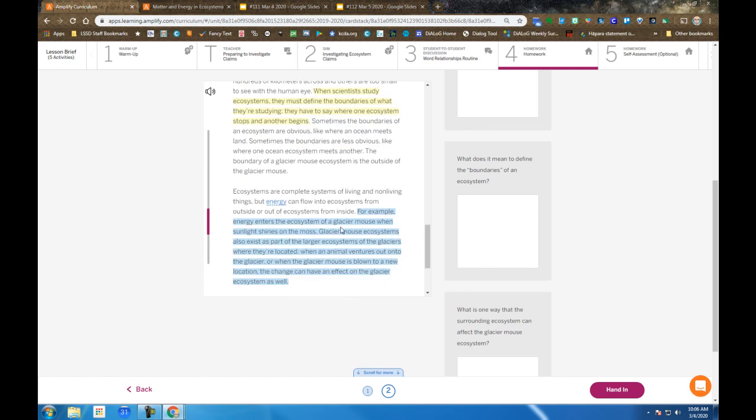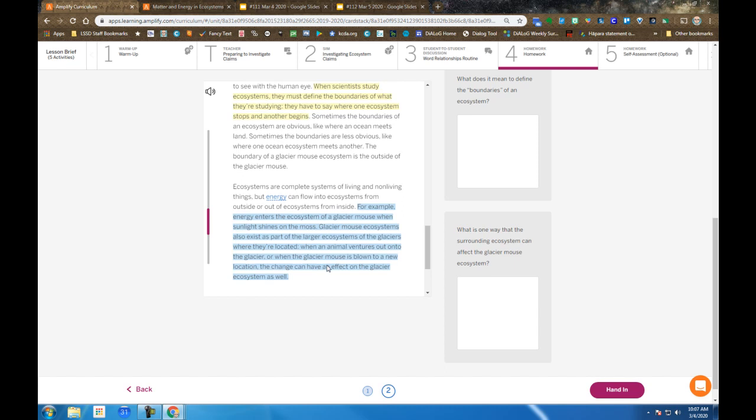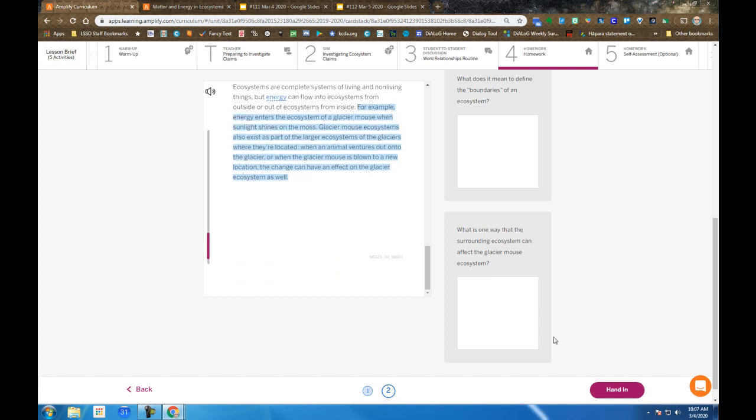So that's the boundary. And then what is one way a surrounding ecosystem can affect the glacier mouse? Well, they've listed a couple here. For example, energy enters the ecosystem when the sunlight shines on it. So is it in the sun? Is it in the shade? Glacier mouse ecosystems also exist as part of the larger ecosystem of glaciers where they're located. An animal can climb onto the moss and become part of the glacier mouse ecosystem. It can fall off and become part of the greater ecosystem around it. Or when it's blown to new areas, animals can enter and exit the glacier mouse.